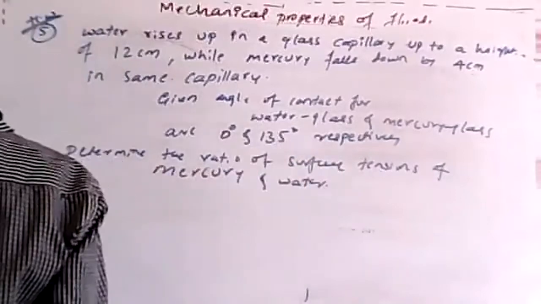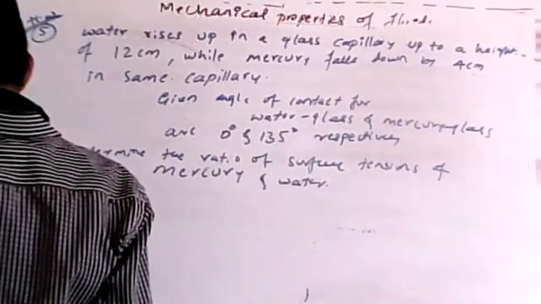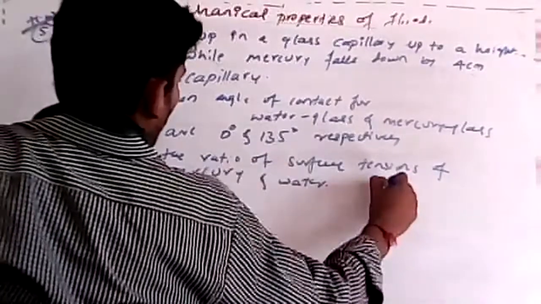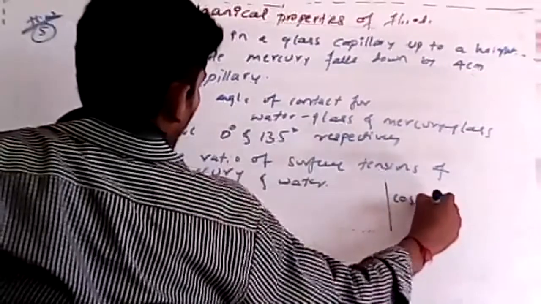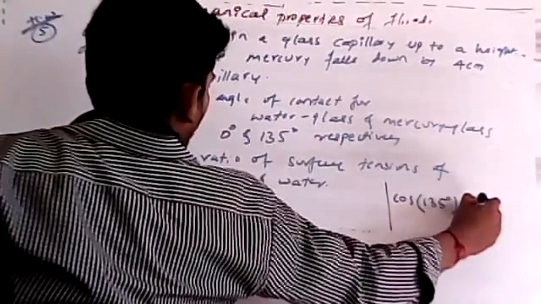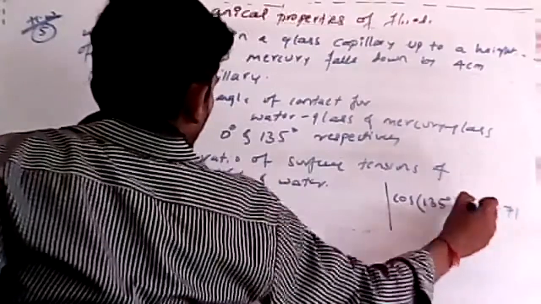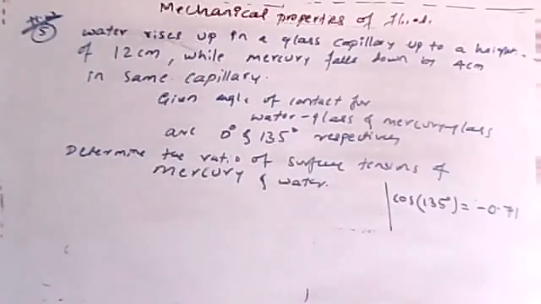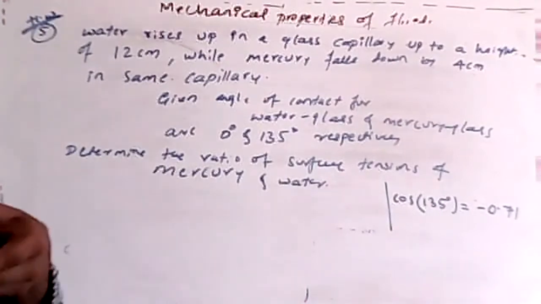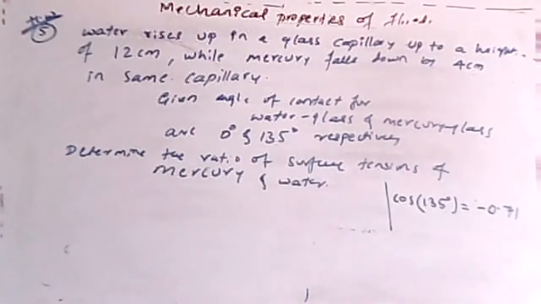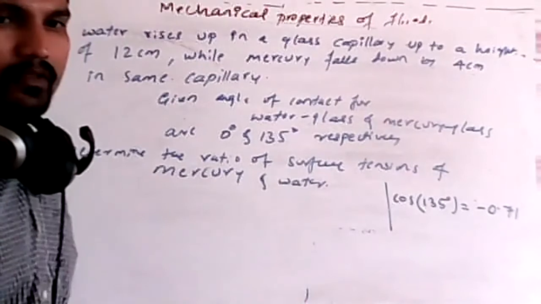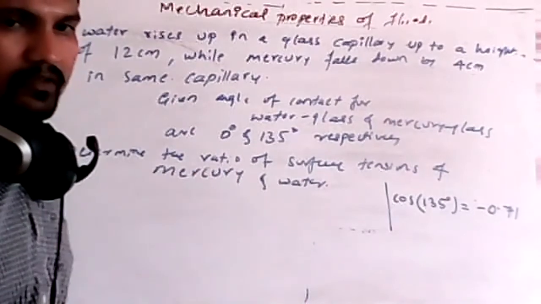Students, remember, in this particular case we want mercury as well as water. One more thing I want to share with you: cos 135 degrees is minus 0.71. Cos 0 degree, you already know, the value is 1. You just take this as homework. I will tell you the answer in the next class, tomorrow.